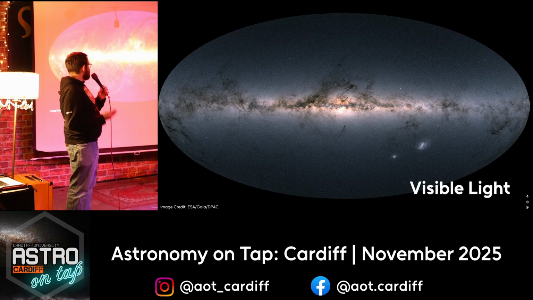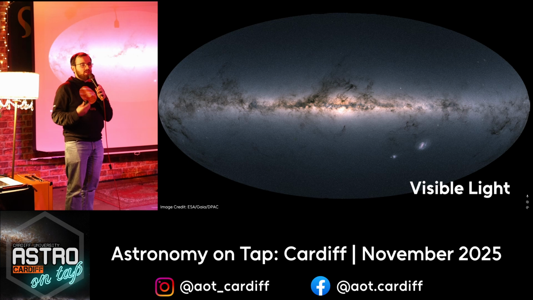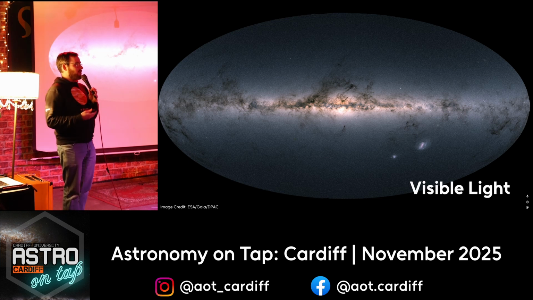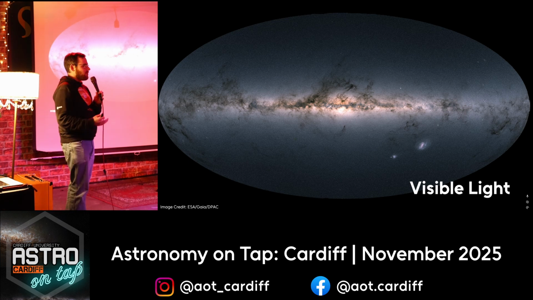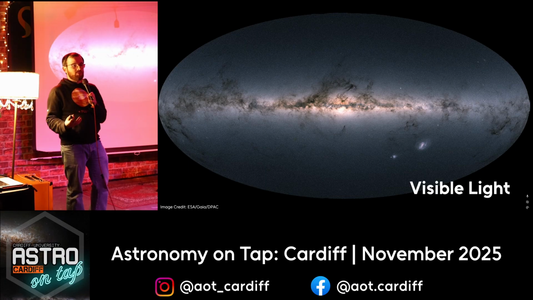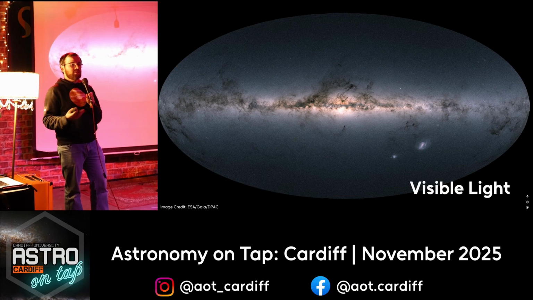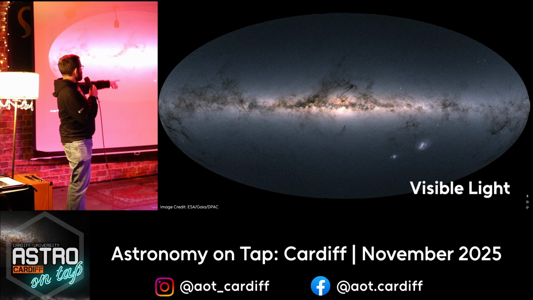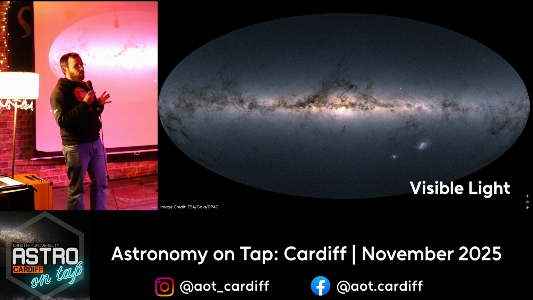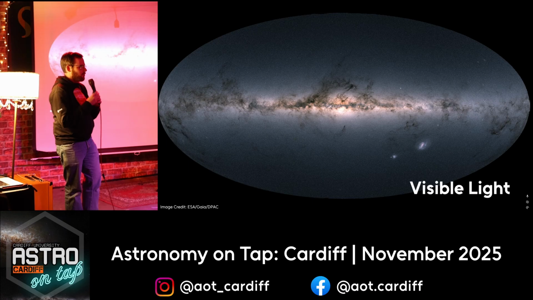If we look at the visible light, you see all these dark features from interstellar dust that block out loads of the light trying to reach us from the middle of the Milky Way. It's why we look at things other than visible light. And you've got the LMC and the SMC looking a little bit more like galaxies in visible light.